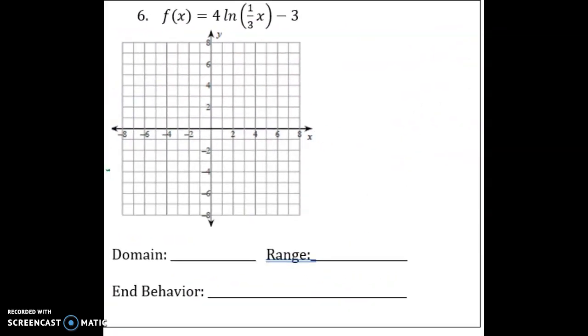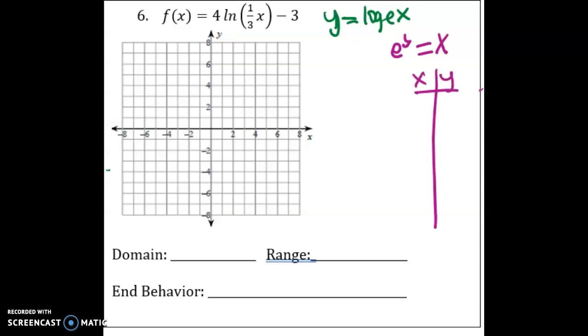And now let's look at this one. So it has a lot of things happening. But again, the parent function, remember, an ln is just a log with a base of e. So we have e^y equals x. And again, this is going to lie in between boxes, which makes you upset. That happens sometimes, but it's okay. So we have 1/e, then we have 1, and then we have e.